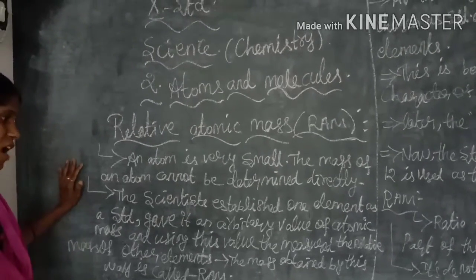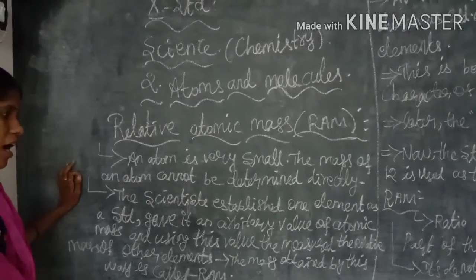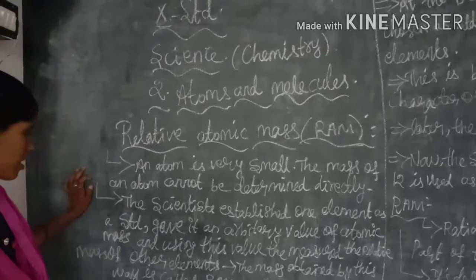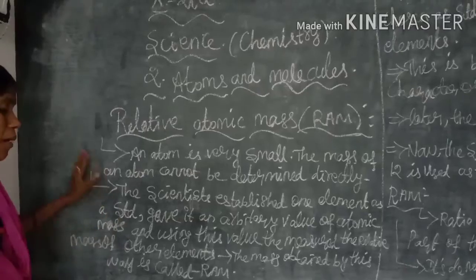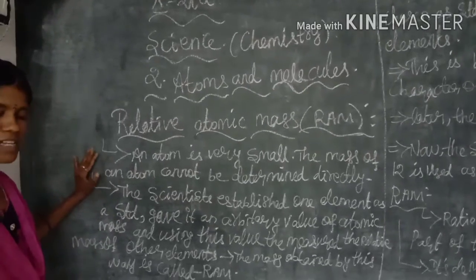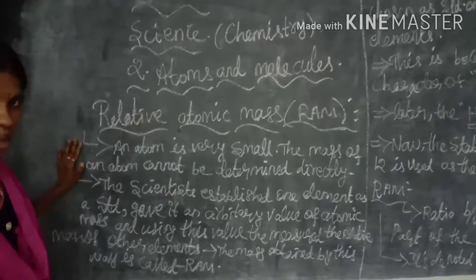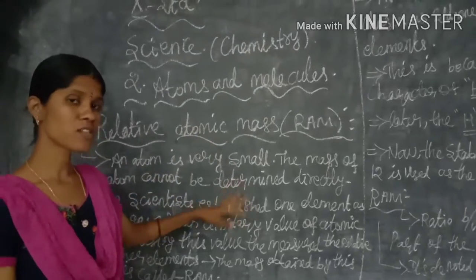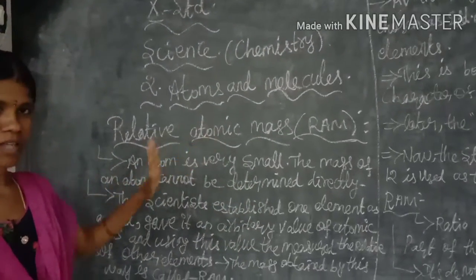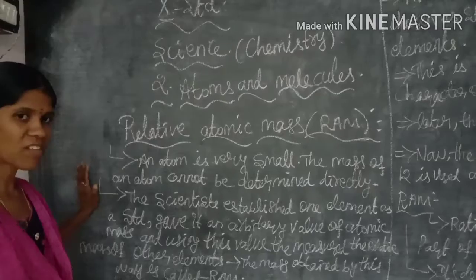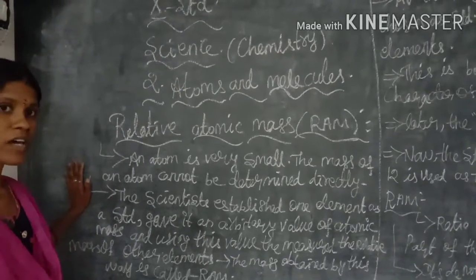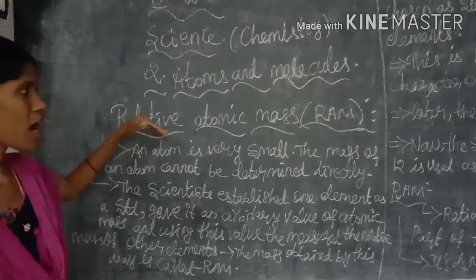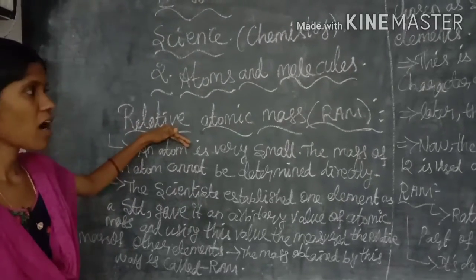The scientists established one element as a standard one and gave it an arbitrary value of atomic mass. Using this value, the relative masses of other elements were measured. By using this method we can calculate the mass of an element or an atom, and that method is known as the relative atomic mass, or RAM.